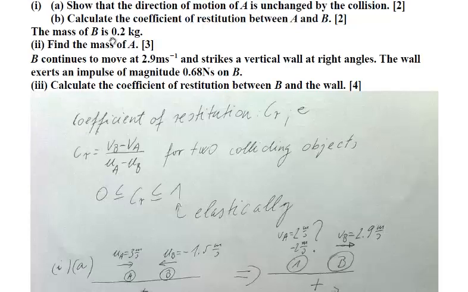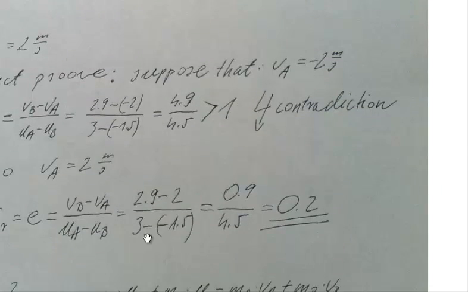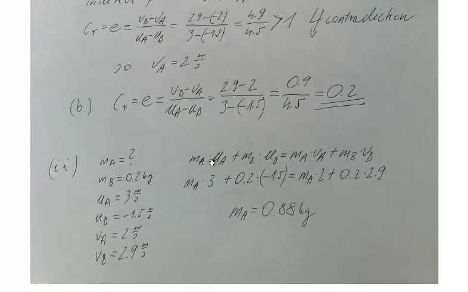The mass of B is 0.2 kilograms. Find the mass of A. So we know the velocities before the collision and after the collision. We know that this is 2, and we can use the conservation of momentum. This is the key, and after substitution we get that MA is equal to 0.88 kilograms.